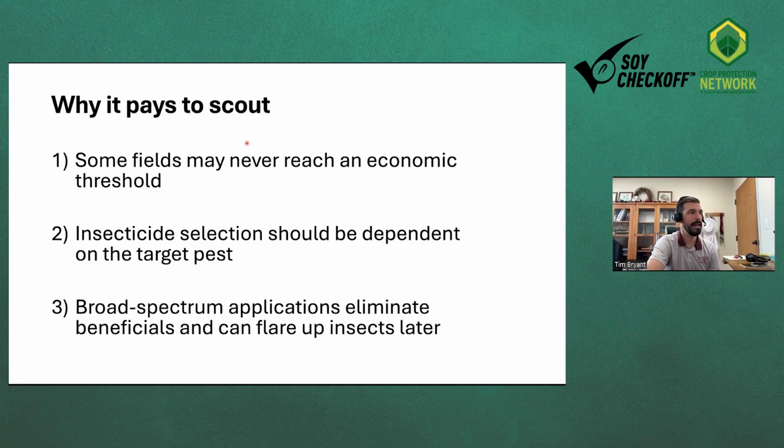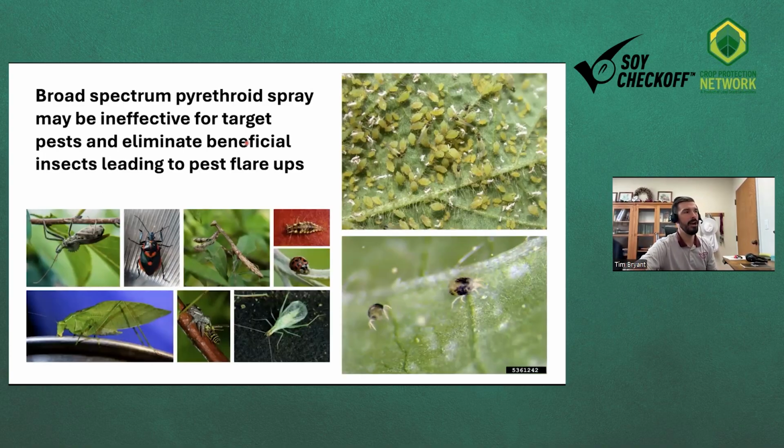The third thing is that these broad spectrum applications, particularly when they're put out earlier in the season, are going to eliminate all these beneficial insects that you've hopefully promoted through all these agronomic practices that we've discussed. And when you eliminate all those beneficial insects, it kind of knocks out the balance of that ecosystem in that crop field. And oftentimes what that leads to is a flare up of later pests. So these are just some of the things that might be out in a soybean field. There's assassin bugs or wheel bugs here. There's predatory stink bugs. Lacewings, lady beetles are really common.